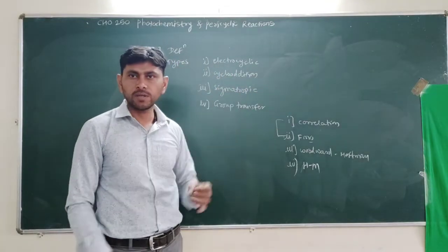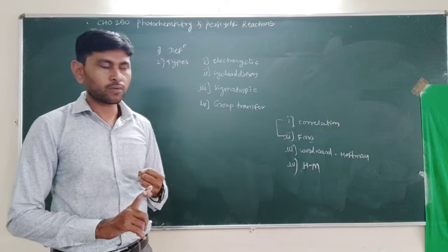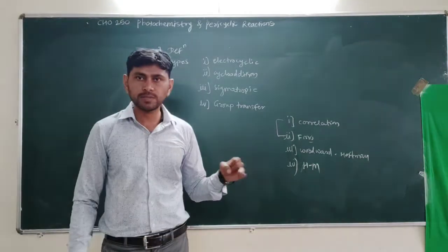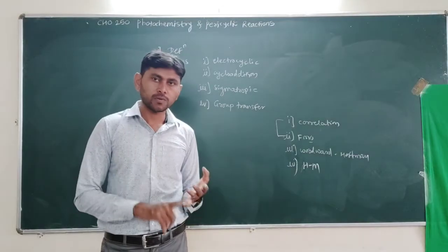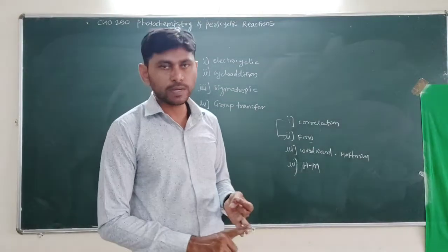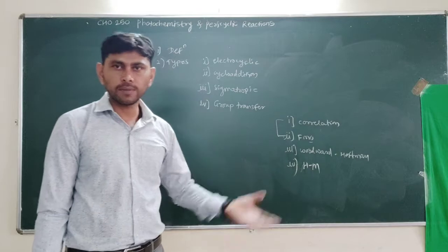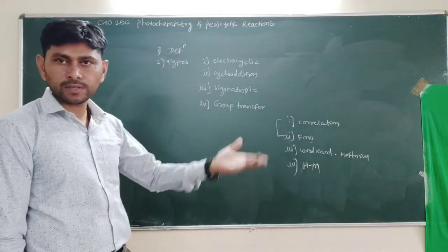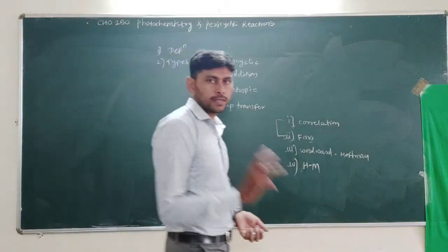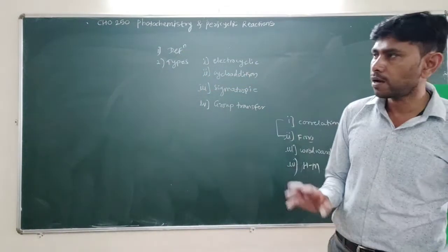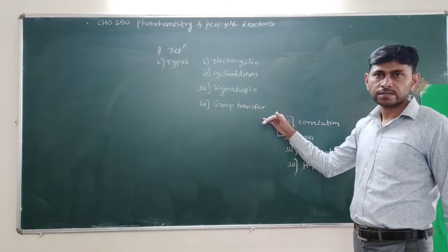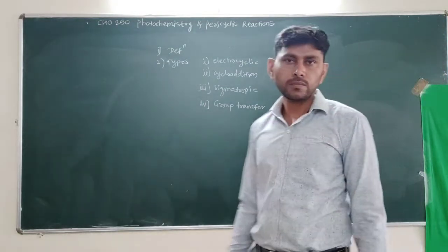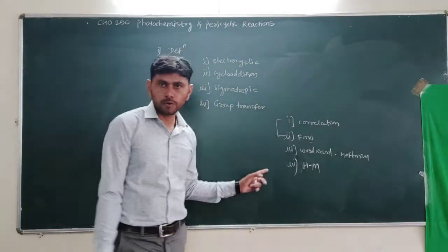Correlation diagram, in which we draw the orbitals of the reactant as well as the orbitals of the product, and correlate the orbitals of the same symmetry. If a ground state orbital correlates with a ground state orbital, then that reaction is thermally allowed. If the first excited state of the reactant correlates with the first excited state of the product, then that reaction is photochemically allowed. So ground state and excited state give the thermally allowed or photochemically allowed reaction.